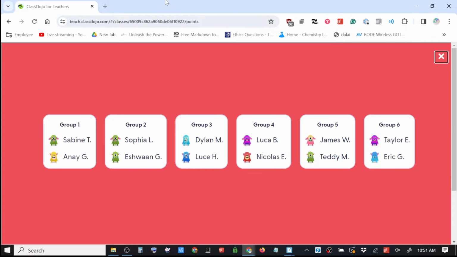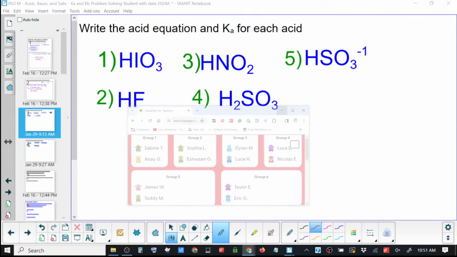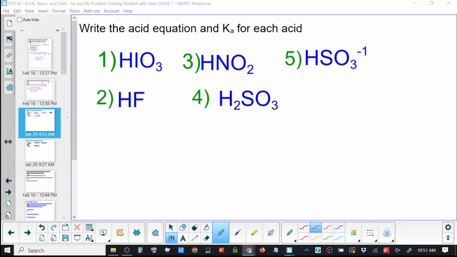Okay, what's the stage? Write the Ka for every one of the acids. Acid equation and the Ka. 1, 2, 3, 4, 5. Wait, with what? Water? It's an acid equation. Okay, we gotta write that reaction.